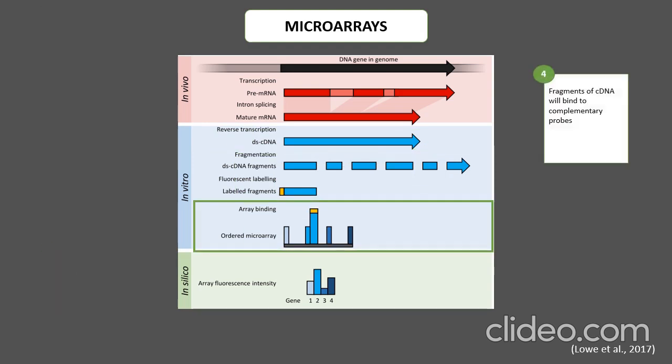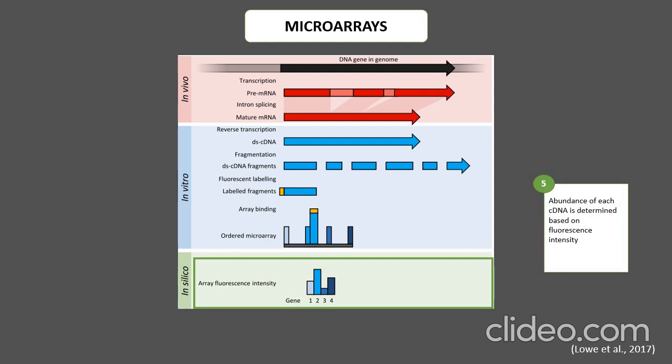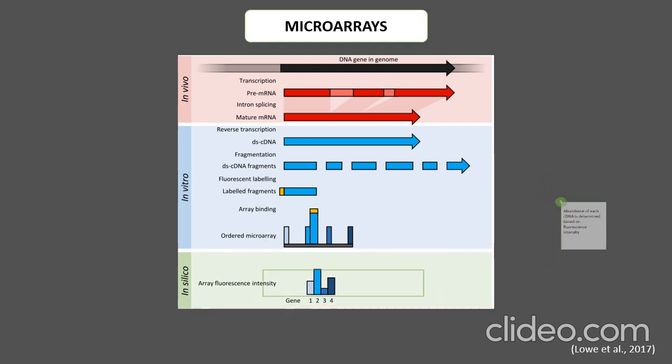Then, the labeled shorter fragments will bind to complementary probes that were prepared earlier. The last step of microarrays is the analysis of the abundance of each complementary DNA. The abundance of the complementary DNA depends on the fluorescent intensity of the shorter fragments.